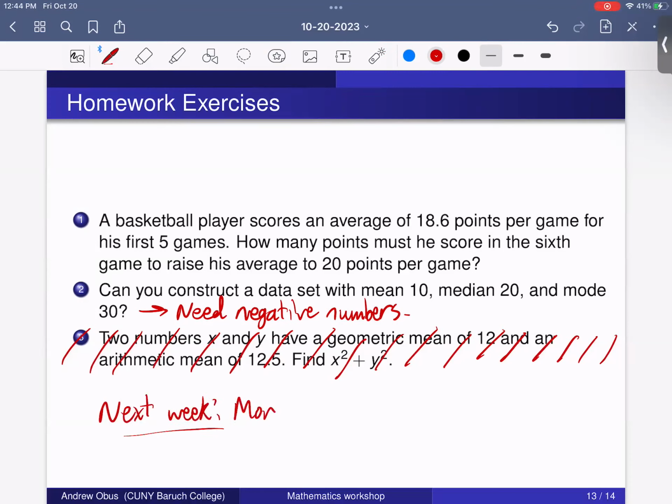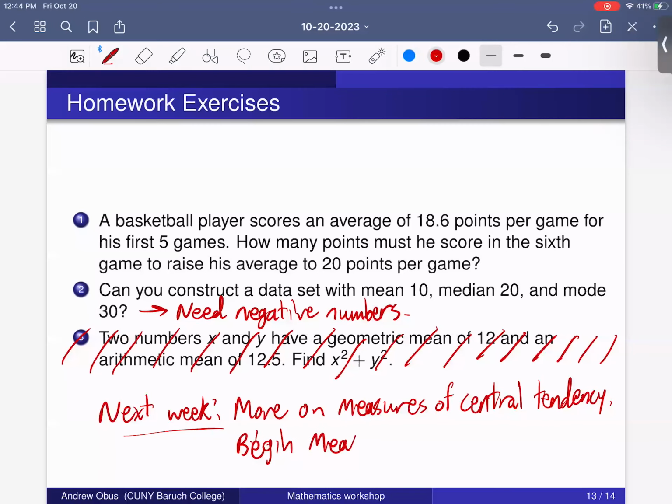And then, so let me just say next week, we'll do more on measures of central tendency. And we'll begin measures of dispersion, which includes the range that James mentioned earlier on today. Okay, and next week we'll be back to our usual meeting time, meeting at 4:30.